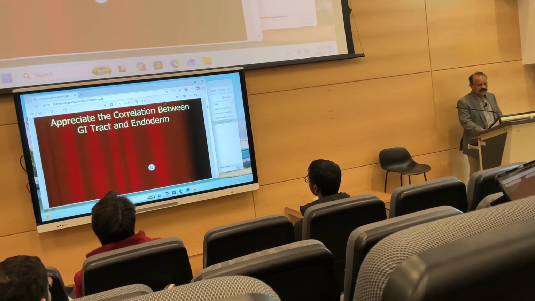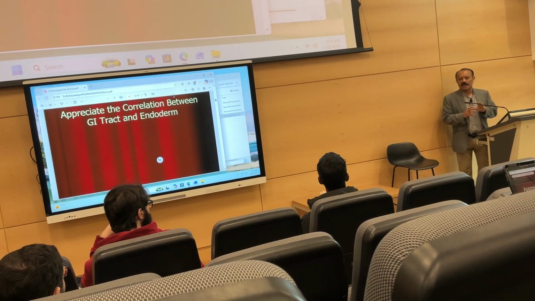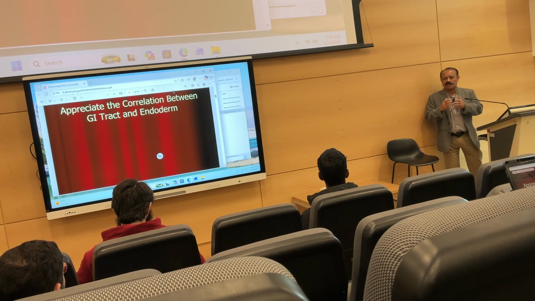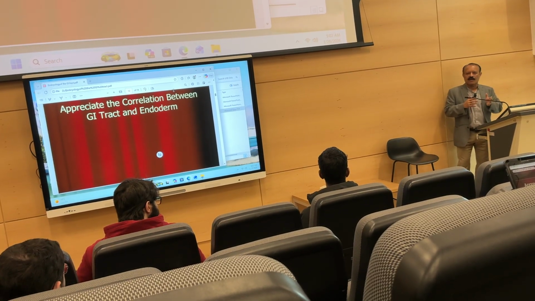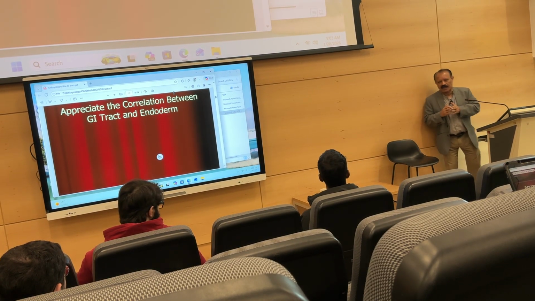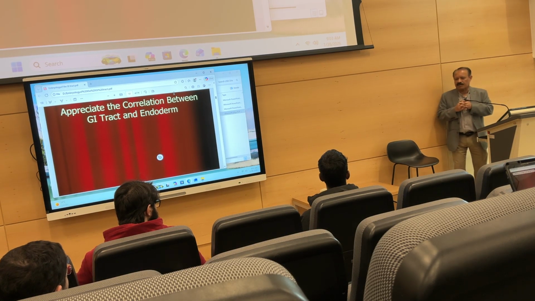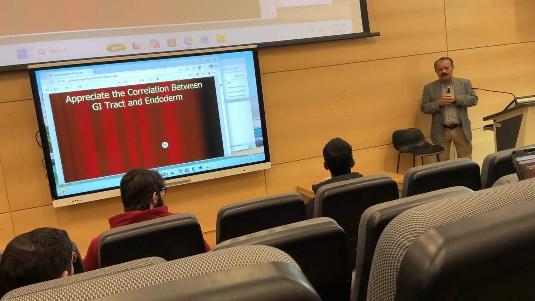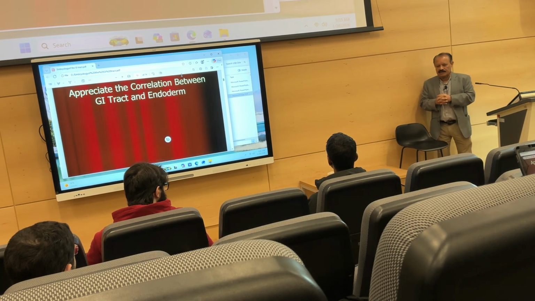Appreciate the correlation between the GI tract and the endoderm, which means the endoderm is forming the lung. The endoderm is also forming the esophagus in relation to the foregut. The early part of the GI system is the foregut. It has the lung and also the esophagus. They are coming at the same time, and we need the connection at the very beginning. The amniotic fluid should go to the lung to expand. The formation of the lung is 100% dependent on the amniotic fluid.